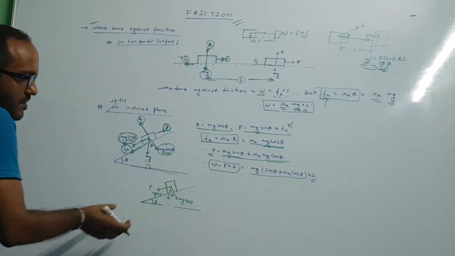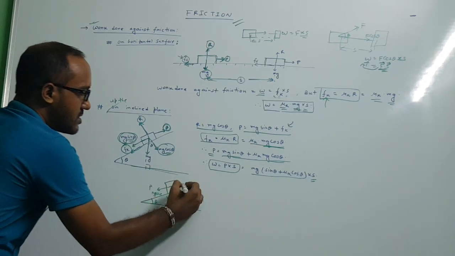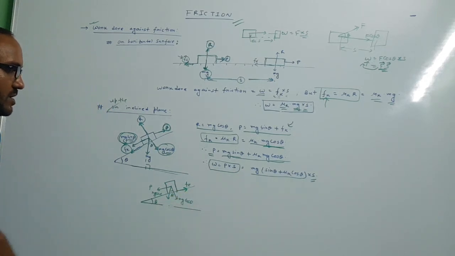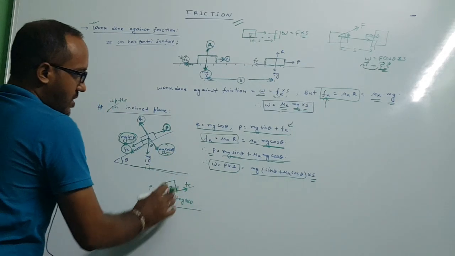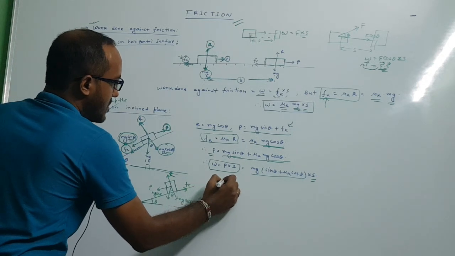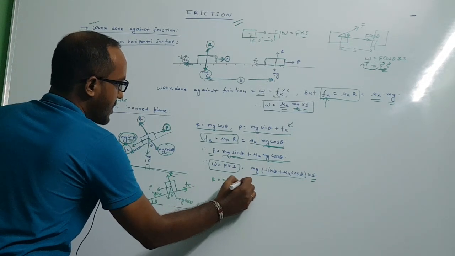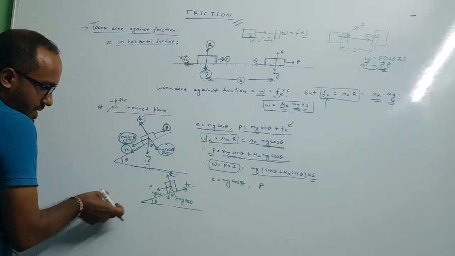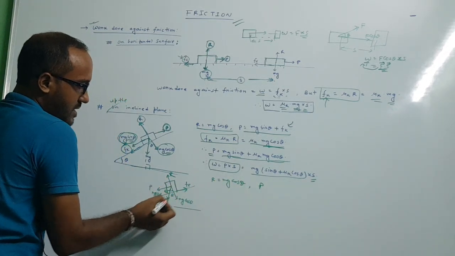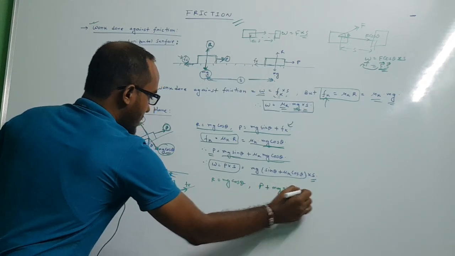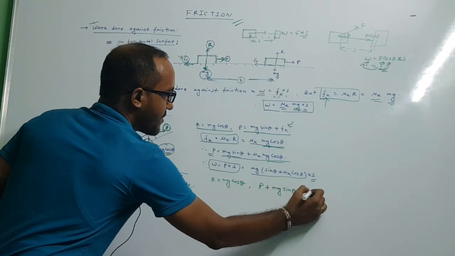And as the object is moving downward, we have the frictional force, that is kinetic frictional force, in the upward direction. Now what will be the equation? Here also R equals mg cos theta, and P and mg sin theta are acting downward. So P plus mg sin theta would be your Fk.